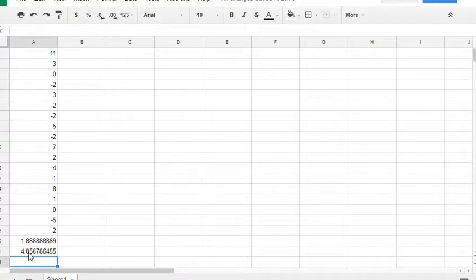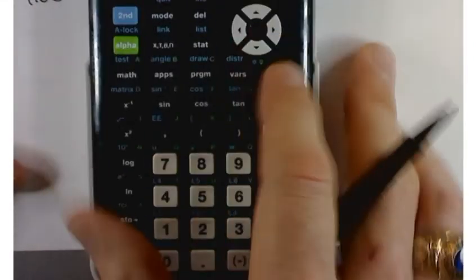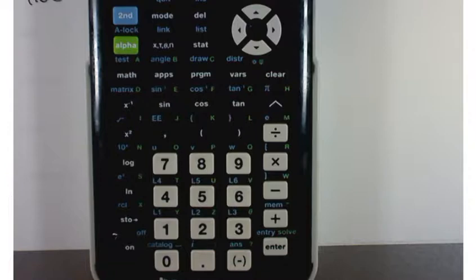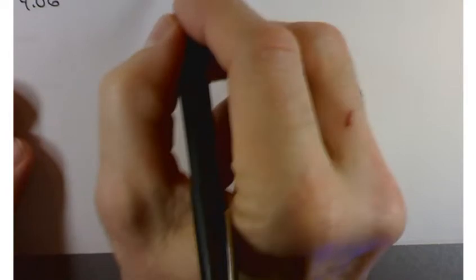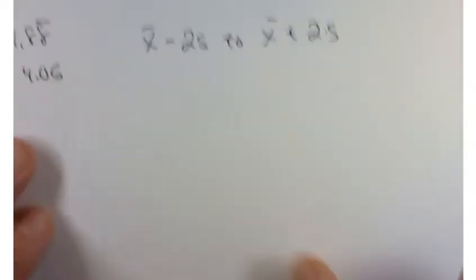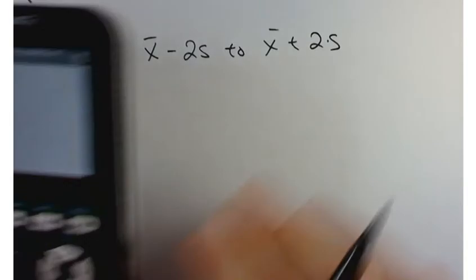Now this gives us an idea of what's typical in terms of weight loss. Now keep in mind that this is in units of kilograms. So rather than always work on Google Sheets, maybe I'll switch over and do it on a calculator just to mix things up a little bit for you. We want to know what's typical. What's typical is this range. It's going to be x bar minus 2 times the standard deviation to x bar plus 2 times the standard deviation. So let's calculate that range.